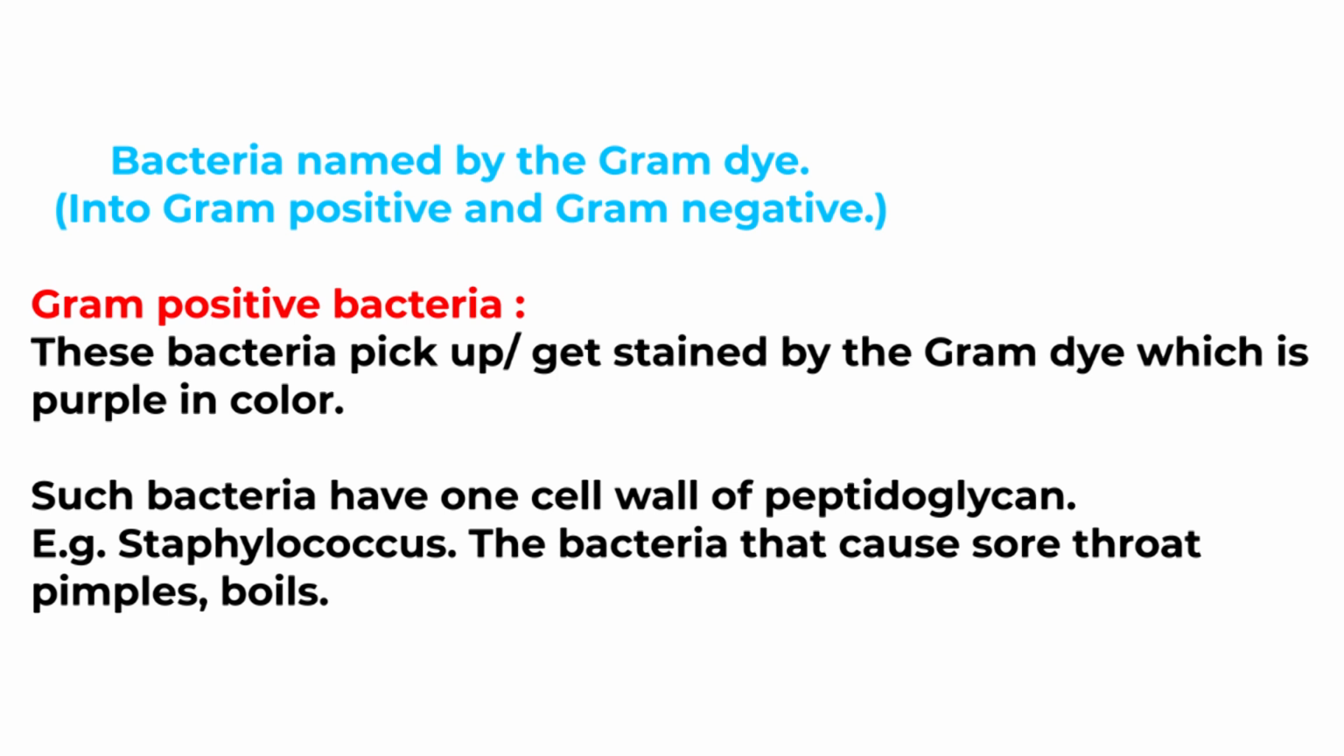Gram dye. This is a dye that some types of bacteria react positively to. Look, some bacteria will turn purple. These are the gram-positive bacteria. They turn purple to the gram dye. These are bacteria that have only one wall of peptidoglycan. All right? And these bacteria can easily be dealt with.